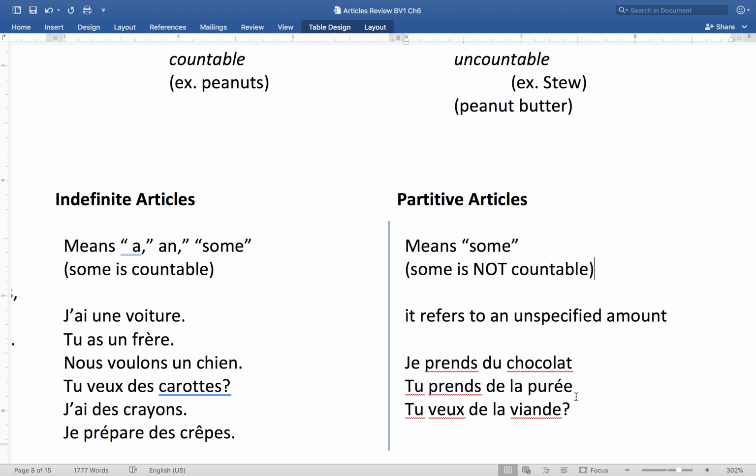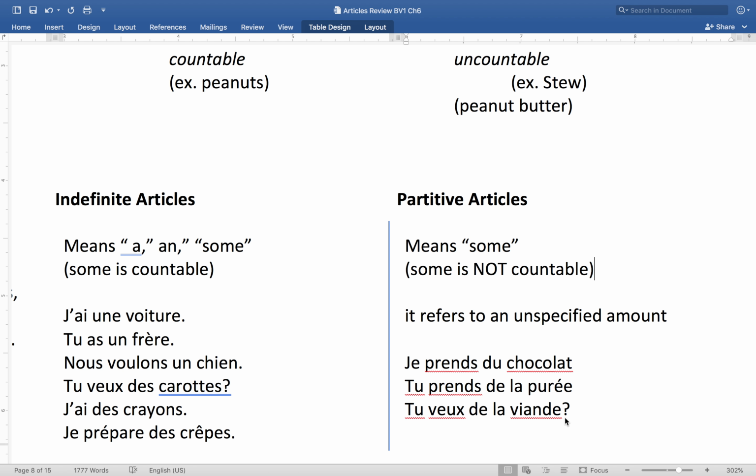Tu veux de la viande? Do you want some meat? Okay, it means some, but it's not countable. You don't count meat. You can count sides of beef or chicken livers, or let's think of something else that's really gross. Lamb's tongues, you can count those things, but meat as a category, it's not countable. All right? Tu veux de la viande? Do you want some meat?